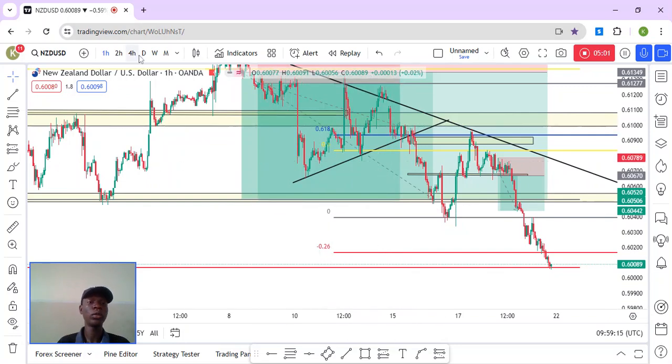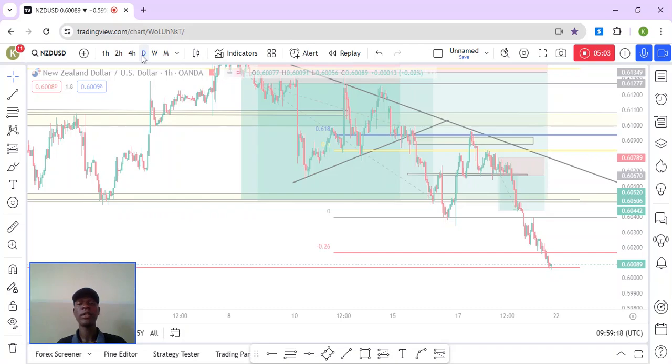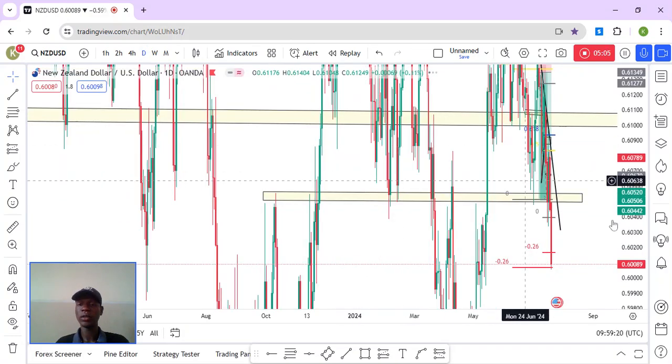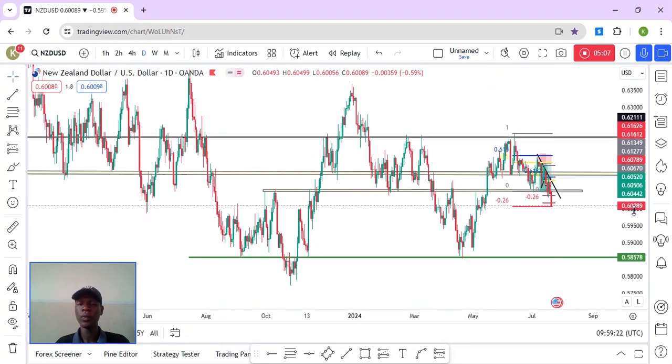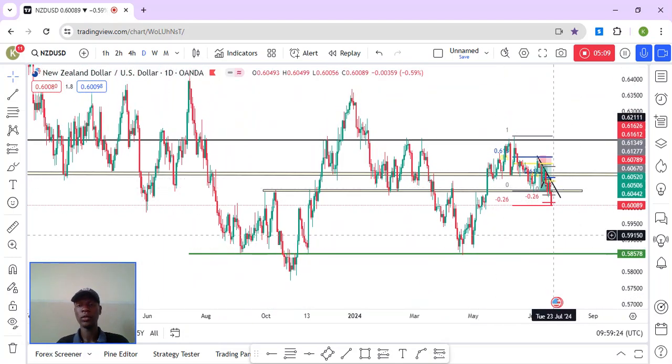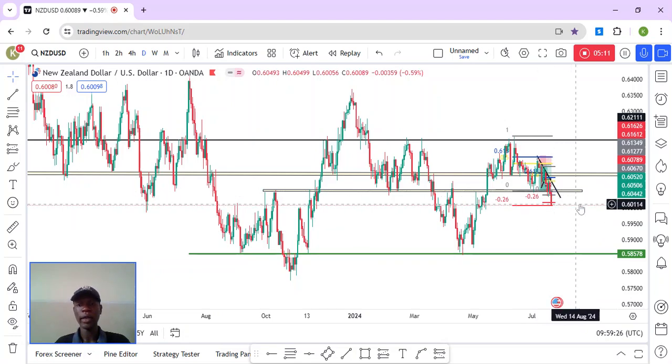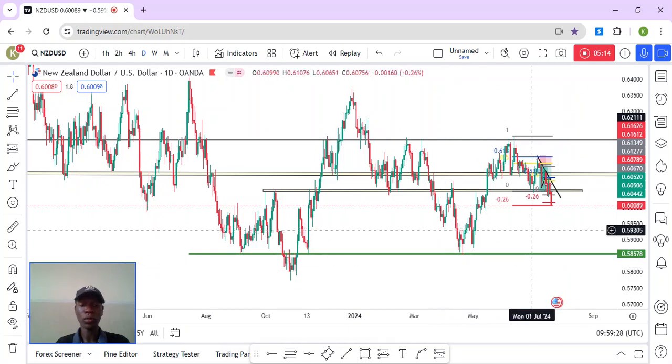So what's next on NZD USD? Actually, there is nothing really much on NZD USD. What we just have to do is wait for a clear direction. The market has committed to us, but then again, we can't just be trading.